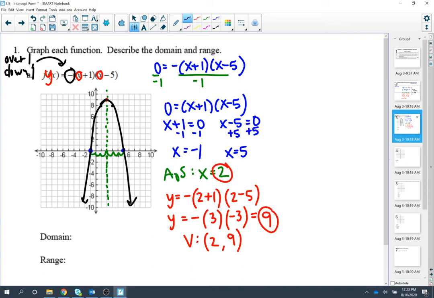Now we have to describe the domain and range. Domain, left to right, all your x values, all real numbers. Range, low to high. So how low do we go? Negative infinity. How high do we go? That's up here to our vertex value of 9. So negative infinity up to 9. Use a bracket because we touch it, and we're done.